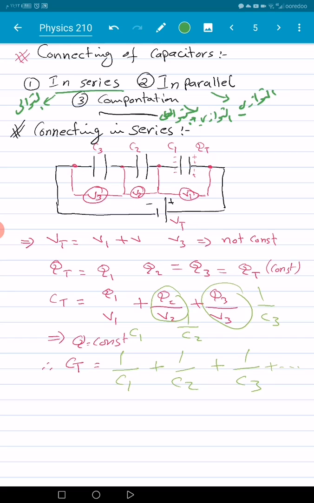Capacitors. So the important thing I want you to know is the symbol of the capacitors. That is the symbol of the capacitors. That is the symbol in the circuit. This is the symbol of the capacitor. So number 1, we discussed the connection of the capacitors in series. The connection of the capacitors in series.